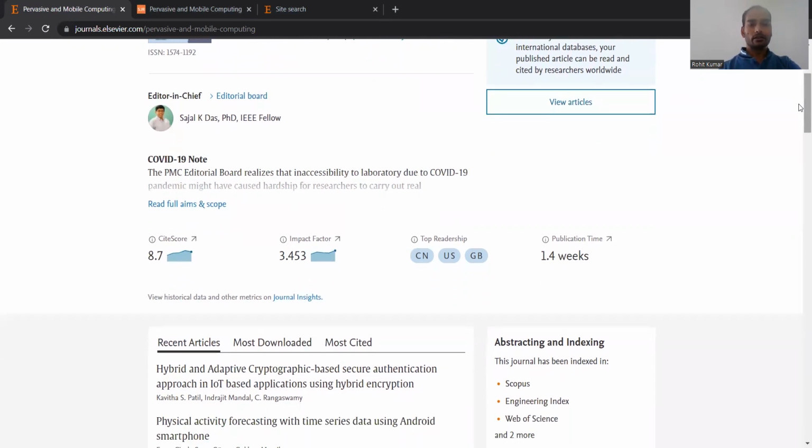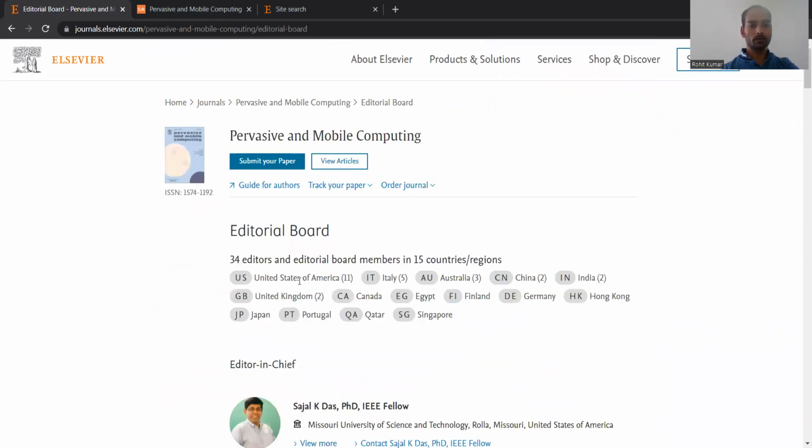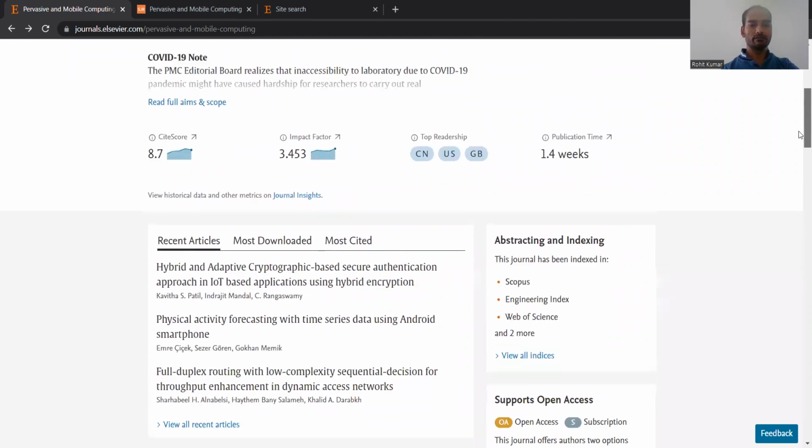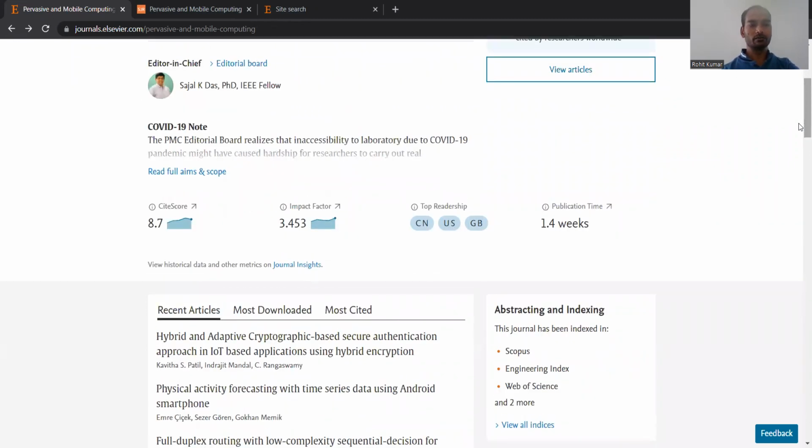Now going to the editorial board, let's see. 11 members come from the USA, Italy 5, Australia 3, China 2, India 2, UK 2, Canada, and so on. So the editorial board is not so vast. You can see 34 editorial board members and editors, and it's average, not very small, not very large, so moderate activity goes on under this journal, hopefully. That's my guess. If you have some other statistics at your side, please comment down below and let me know.